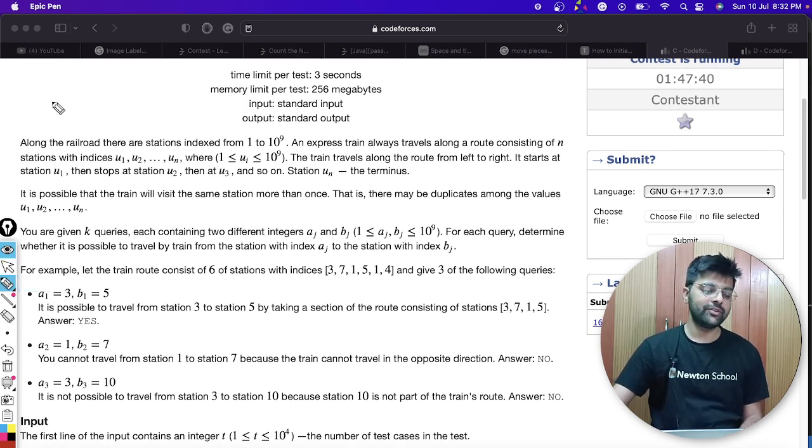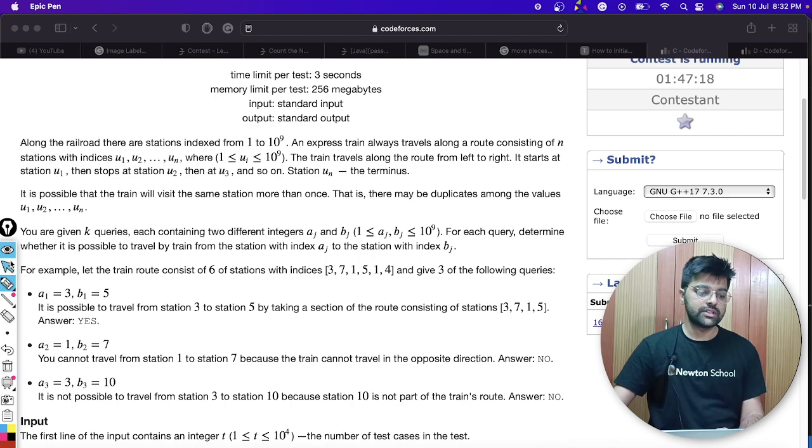In real life, we have also seen that sometimes the train goes in this way, then comes back and then changes its route. So it is given that the train can change its route as well. It can go forward or backward, right? There may be duplicates among the values u1, u2, ..., un.